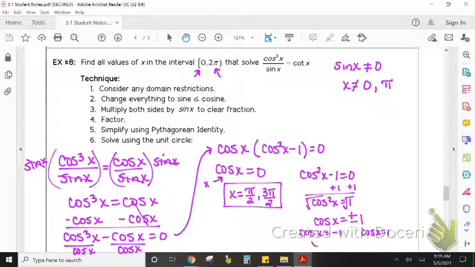Cosine is our x value. X is negative 1 at pi. But wait, up at the beginning we said x could not equal pi, so that's a bad answer. So we're going to throw it out. Cosine of x equals 1. Cosine is our x value. X is 1 over on the right where x equals 0. Again, it can't be 0, so we're going to throw it out. So it ended up pi over 2 and 3 pi over 2 are our only two solutions.